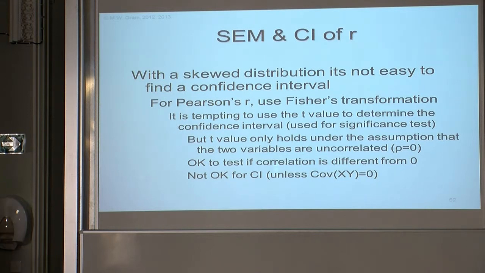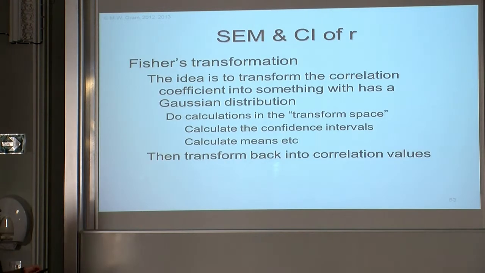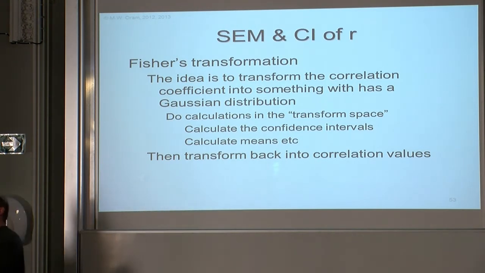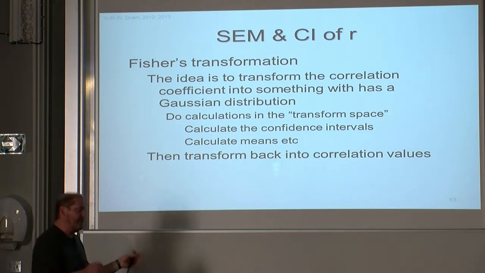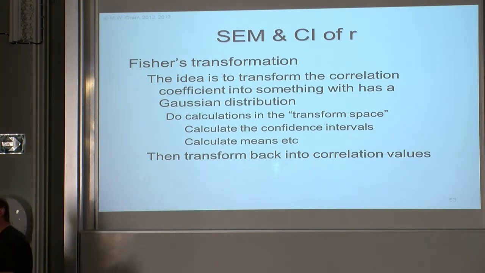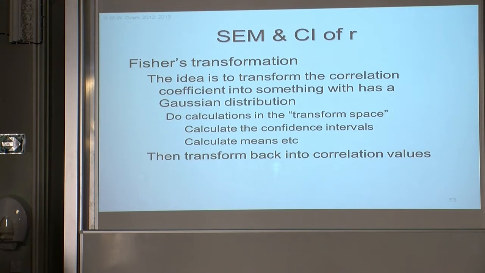Okay, so what we're going to do is Fisher's transformation. To do that, we transform the data, transform the correlation coefficient into, let's call it transform space. We do all our calculations there, so if we've got lots of correlations, lots of different estimates of a correlation coefficient, we can transform them, take their average, and transform back. Once we're in transform space, even for a single value, we have the mean of it. And so we can calculate the standard error of the mean in transform space and then just shift it back.